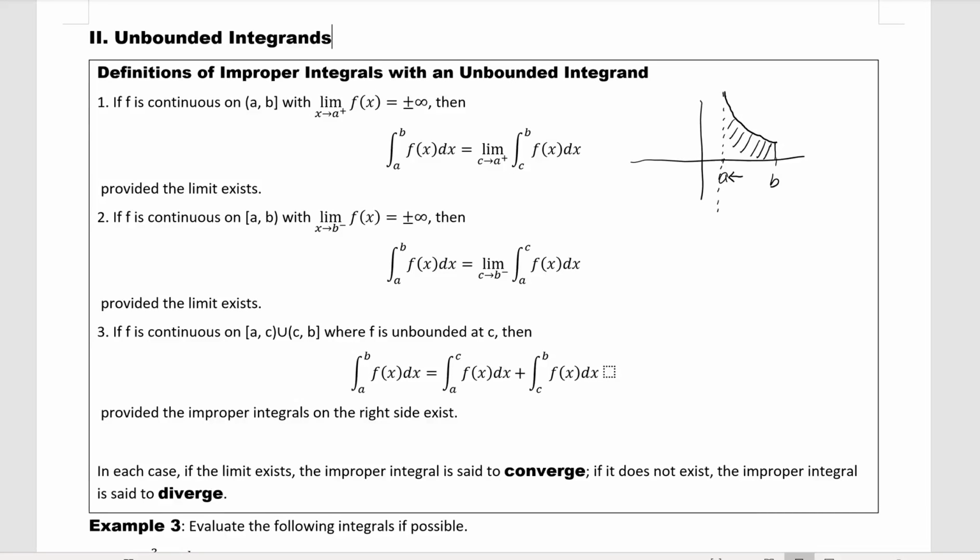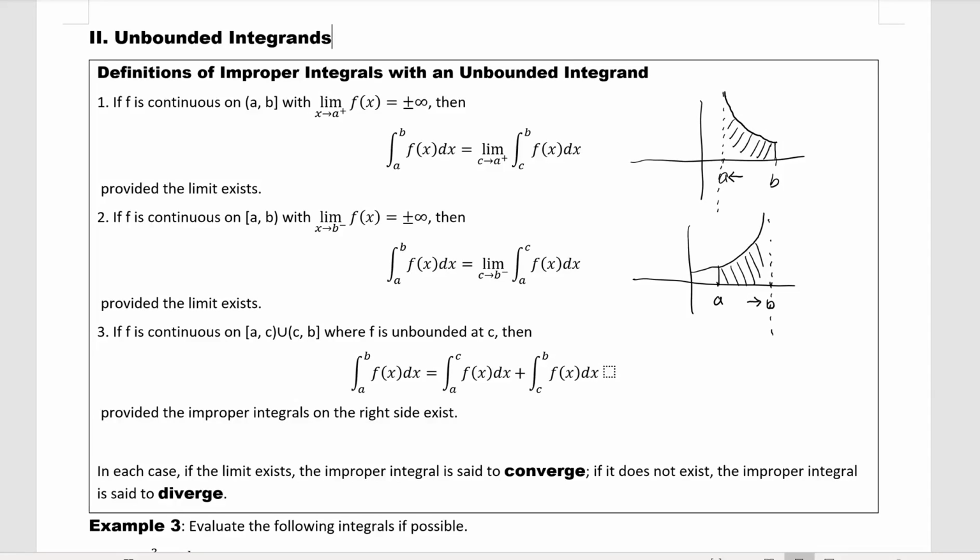Okay, so next case, where a has no problem and b is the improper value. So it's like we have a vertical asymptote here, then the function looks like that. And we want to compute the improper integral. Well, b is the improper value, so we replace b by c, and we let c go to b from the left. So that's why this is b negative. We're approaching b from the left.